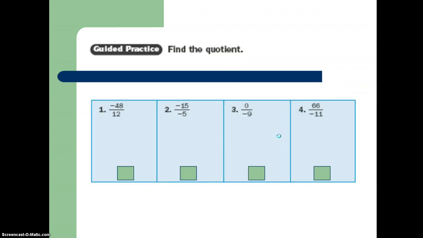At this time, please pause the video. Remember, you should be able to figure out before even answering the problem if it's a positive or a negative, just by looking at the same sign or different sign. Pause the video at this time.